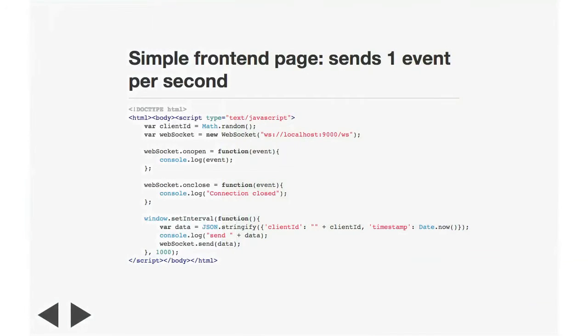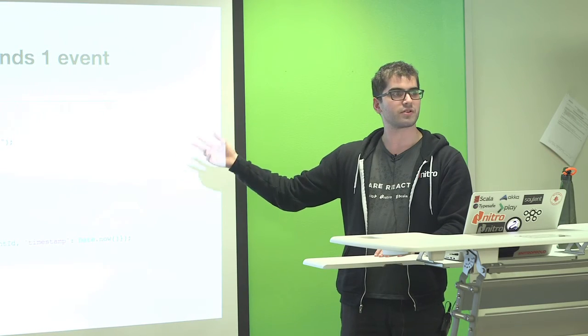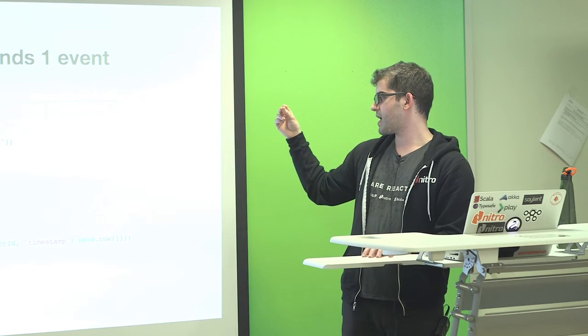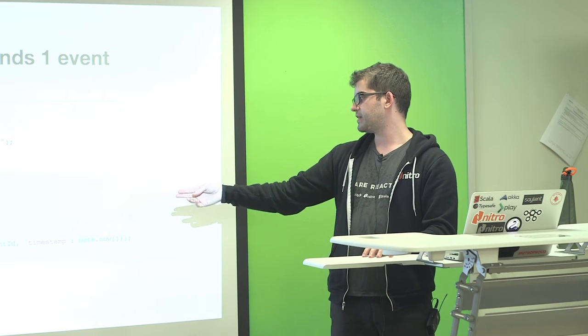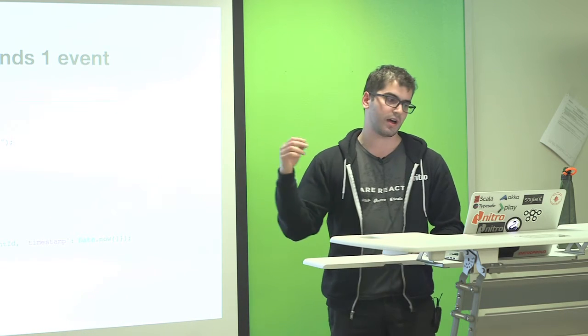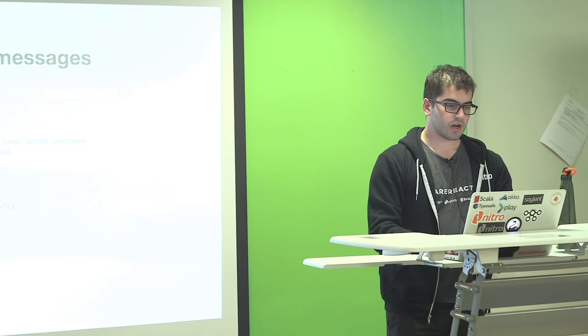So finally, test.html, right? I didn't actually introduce that. I'm not good at JavaScript, I'm not good at HTML. This is a very simple page. All it does is generate a random client ID, open a WebSocket connection to localhost:9000/ws, and then log to console everything that happens with that. And finally, every second, every 1,000 milliseconds, it sends an event with a client ID and a timestamp to that WebSocket and logs it to the console.